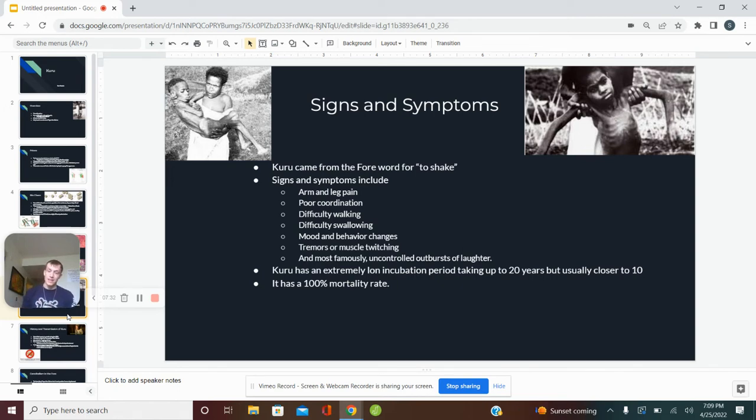As I said, it starts with arm and leg pain and headaches. It ends up with difficulty walking, difficulty swallowing, tremors and twitching, and shaking. In fact, the word Kuru comes from the Fore word to shake. And most famously, it results in uncontrollable bouts of laughter and or crying, and it was commonly referred to as the laughing disease or the laughing sickness or even the laughing death, because it just makes you start laughing. It has a 100% mortality rate. If you get it, you are going to die.